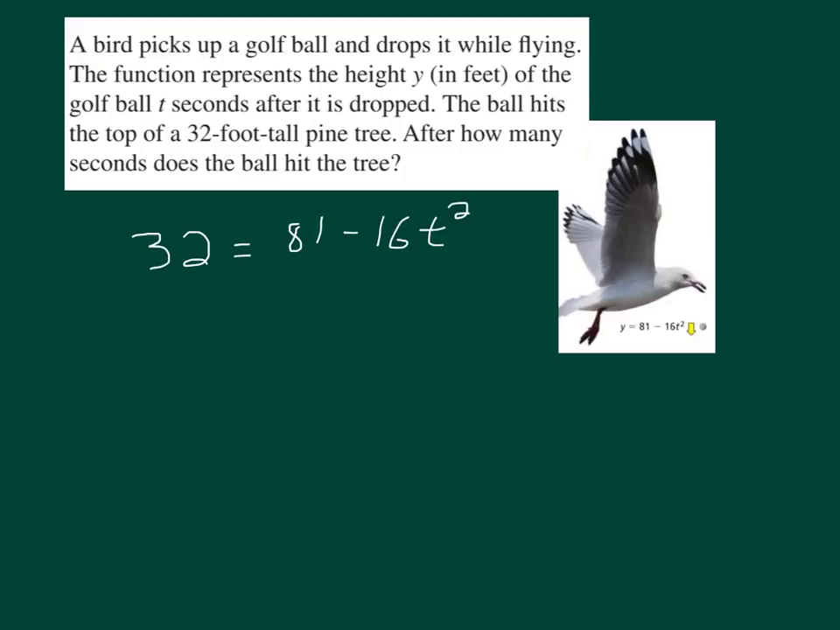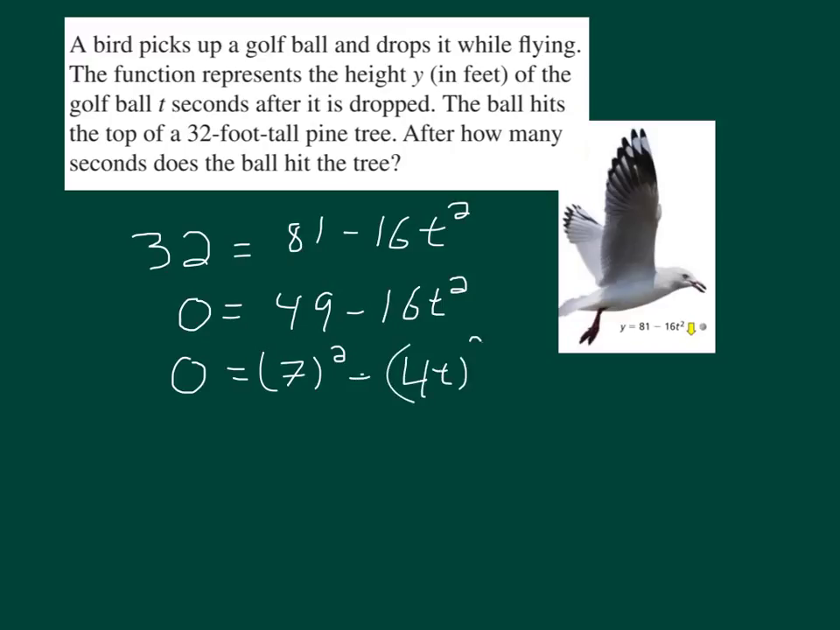Now I have a polynomial equation that needs to be solved. I'll move everything to one side so that I can have 0 in play, and that will allow me to use the zero product property, hopefully. Subtracting 32, I get 0 equals 49 minus 16t squared. When I go to factor this, hopefully what I notice is that it's actually a difference of squares, because 49 is just 7 squared, and 16t squared is just 4t squared. Using my shortcut, this allows me to jump immediately to 7 plus 4t times 7 minus 4t.